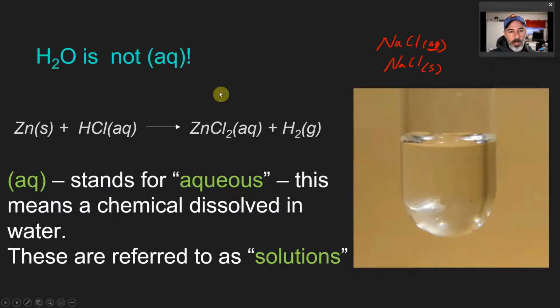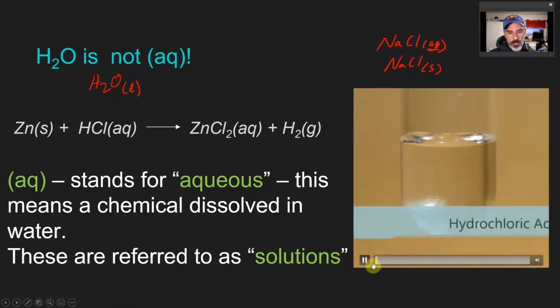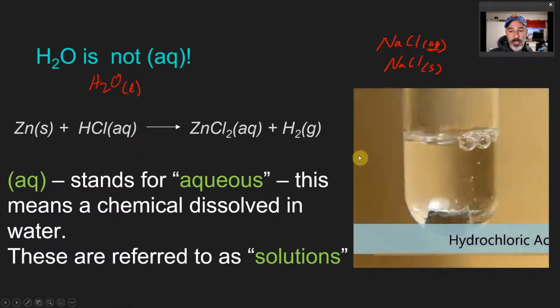Now, it's also important to understand that if you ever add water in a chemical reaction, like let's say we had water here, water is not aqueous because water can't dissolve in itself. Water, if you had it in a chemical reaction, would just be a liquid, right? So aqueous means something dissolved, like salt dissolved in water. Now, let's look at some other things that are going on here. So we know that aqueous means a solution.